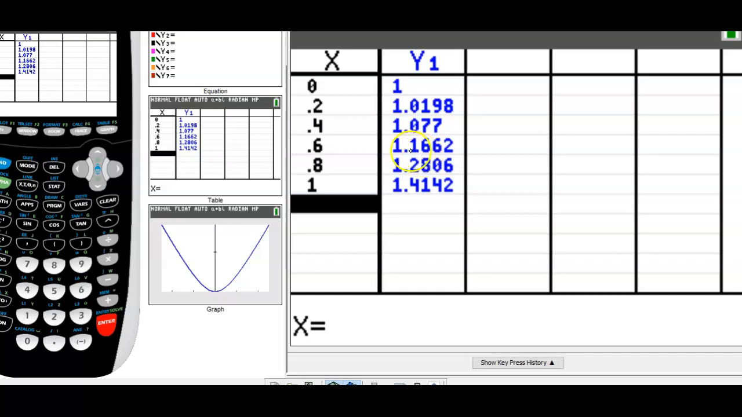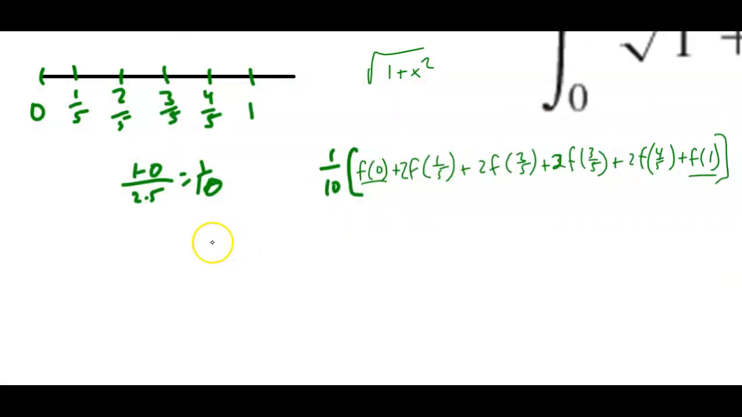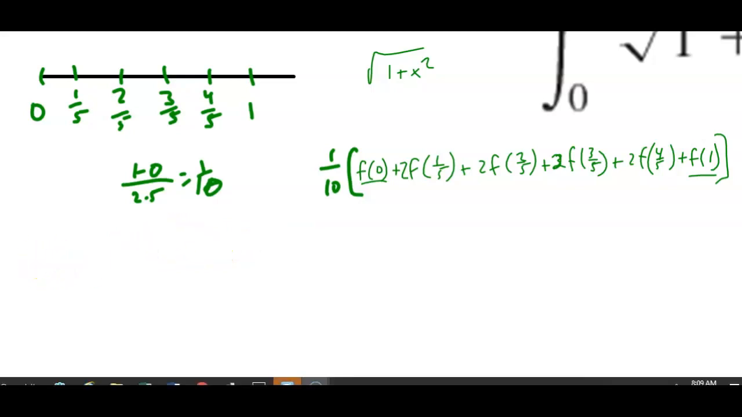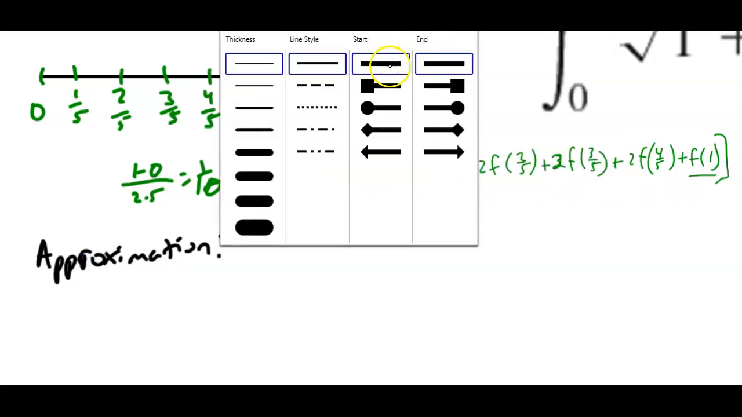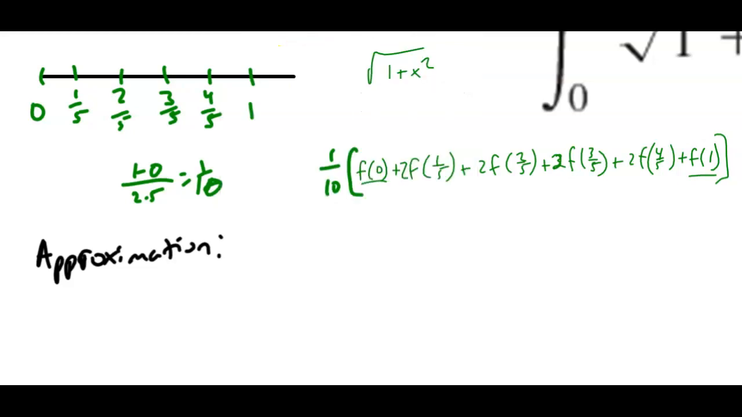Let's use those to actually solve this thing. Hopefully you wrote those down. So now I have for the approximation 1/10 times f of 0, which is 1, plus 2 times f of 1/5, which is 1.0198, plus 2 times f of 2/5, which is 1.077.